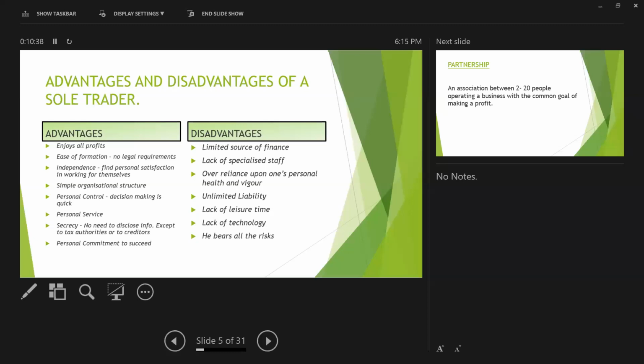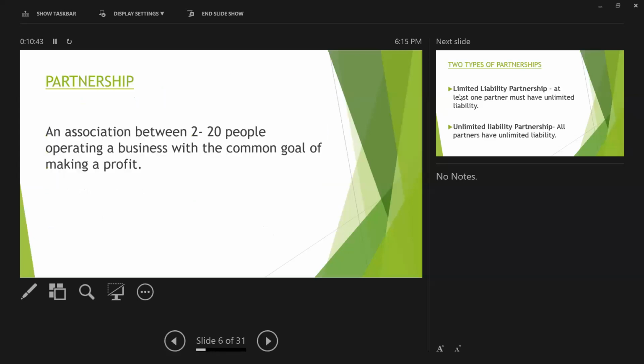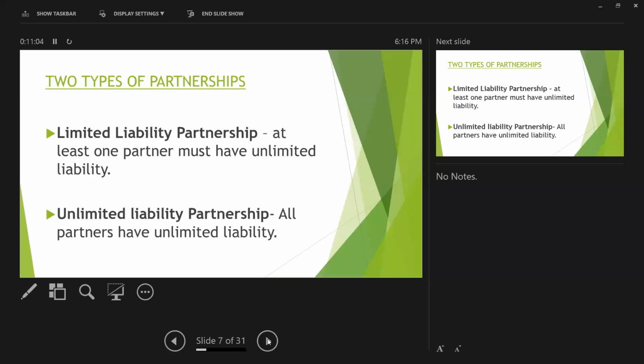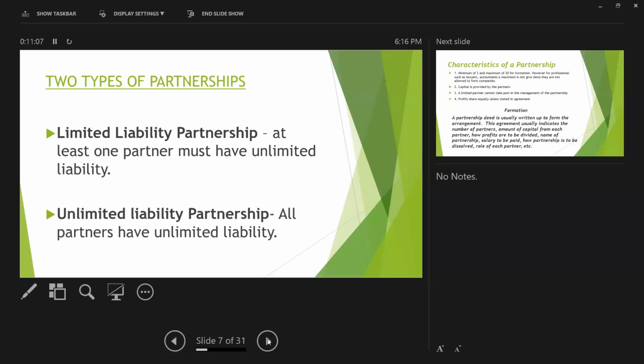so let us look at this note here on partnership. So we say there's an association between 2 to 20 persons operating a business with the common goal of making a profit. So making a profit is the common goal, we can see, from a sole trader point of view as well as a partnership point of view. We also say that there are two types of partnerships. We have the limited liability partnership, in which one partner must have unlimited liability, and then there's the unlimited liability partnership where all partners have unlimited liability. This is an important slide that you all need to note.